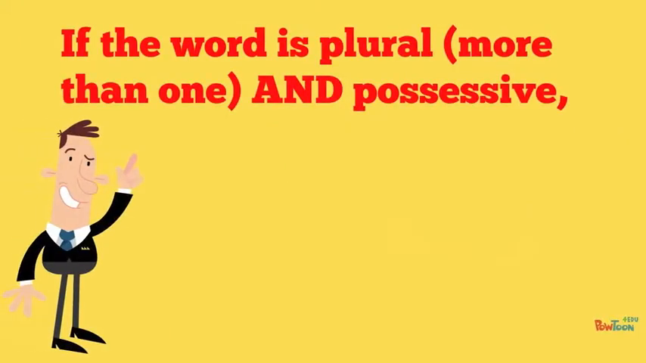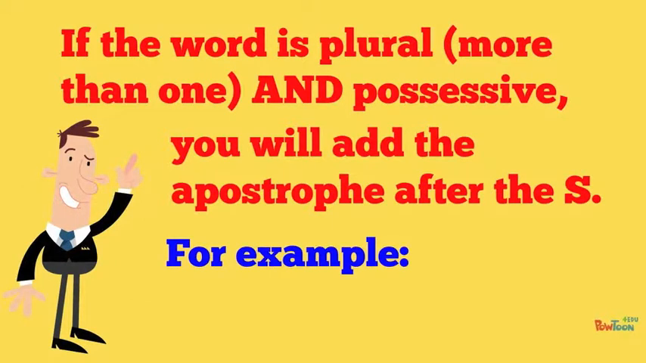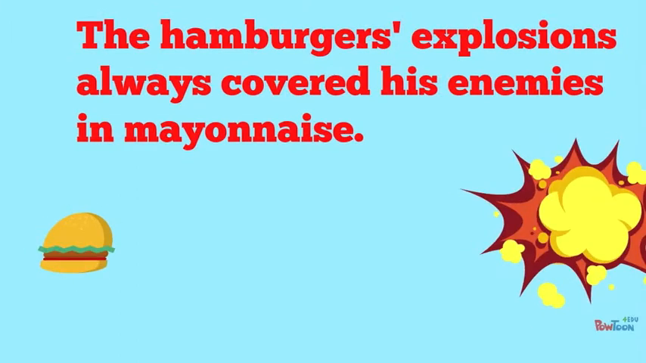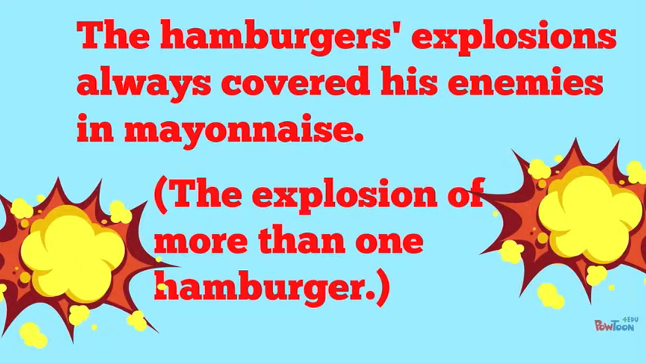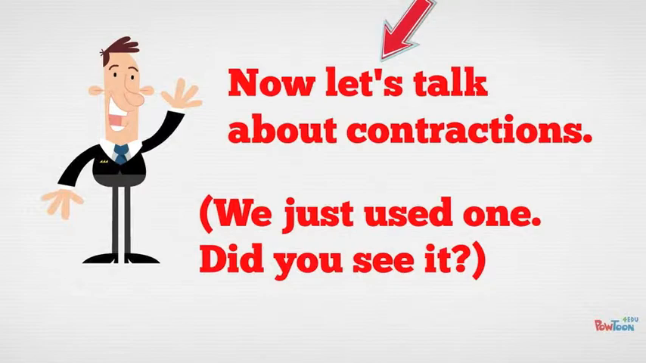If the word is plural and possessive, you will add an apostrophe after the S. For example, the hamburgers' explosions always covered his enemies in mayonnaise. The explosion of more than one hamburger. Now let's talk about contractions. We just used one, did you see it?